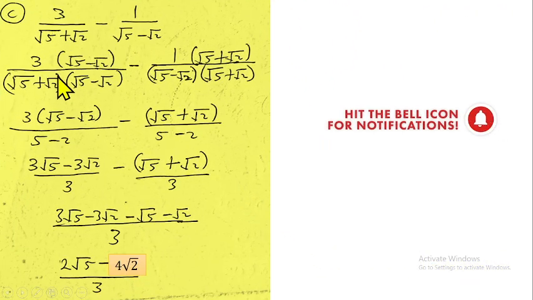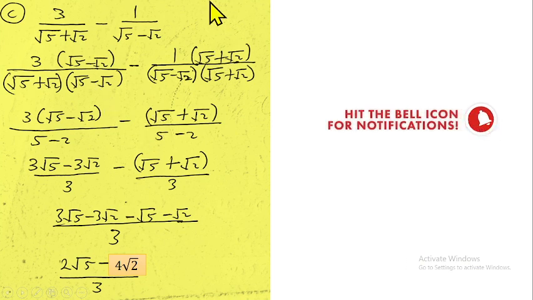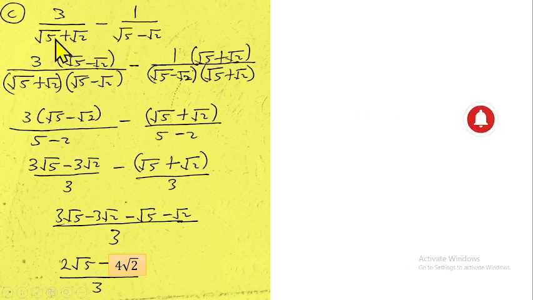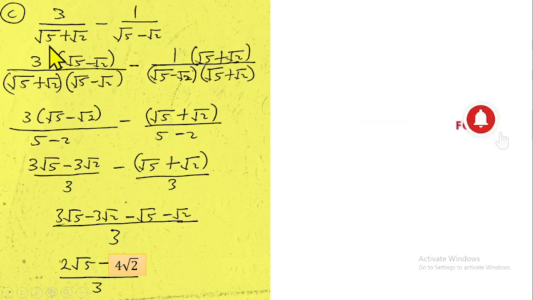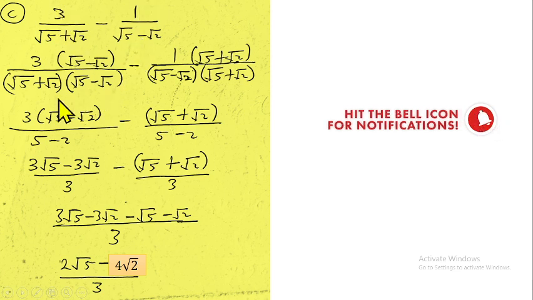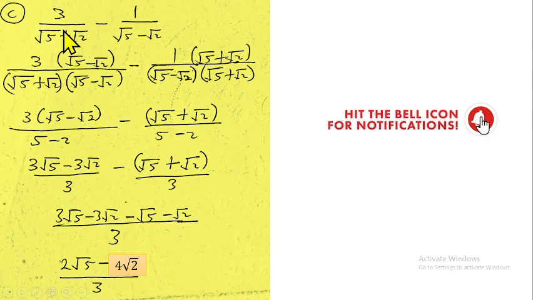So this can be solved in different ways, depending on the way you know how to do it best. Now we can find the LCM of these two, then whatever you get, you can now rationalize it. Or you can rationalize each of them, which is what I did here. So I rationalize this fraction and I rationalize this fraction as well.